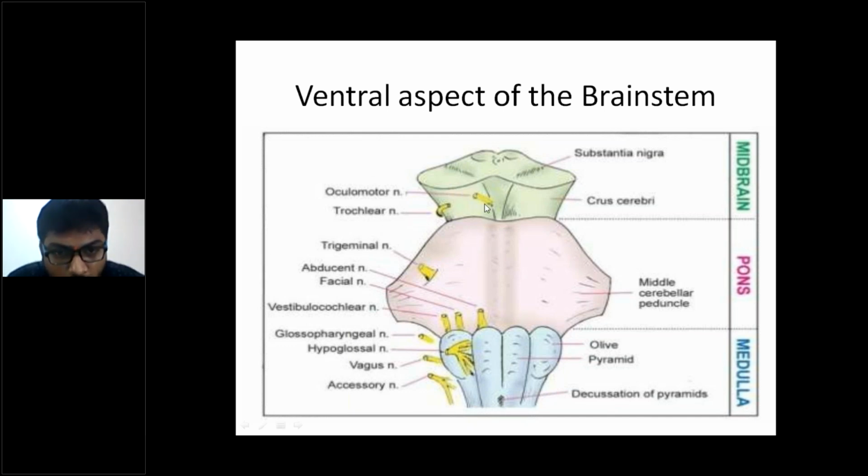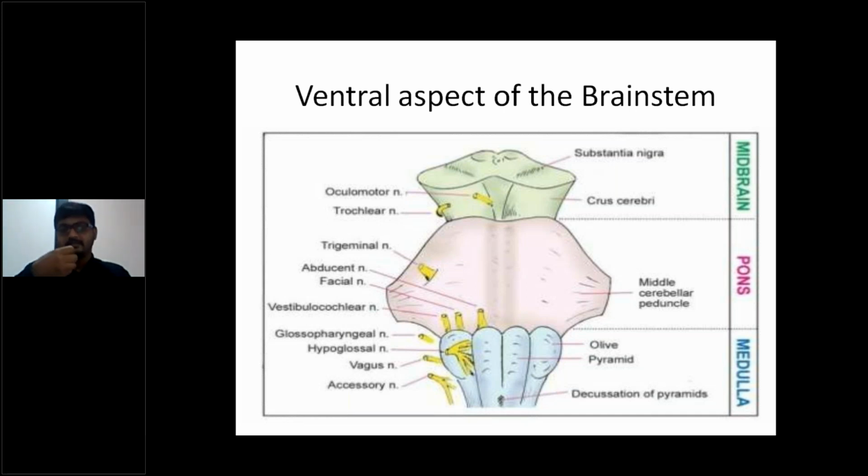So this is oculomotor nerve. Okay. Are you all seeing the oculomotor nerve? This is oculomotor nerve, this is trochlear nerve. This is at the level of midbrain. Okay. This is substantia nigra. Substantia nigra is the part of midbrain. See, substantia nigra is the ventral aspect of the midbrain.